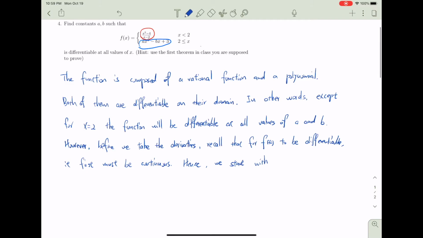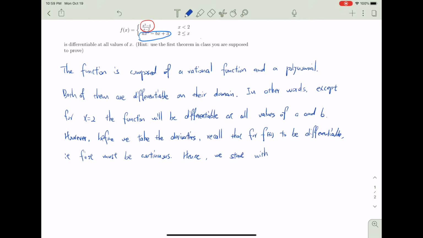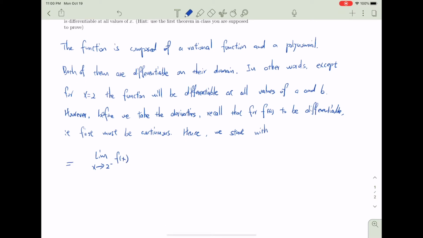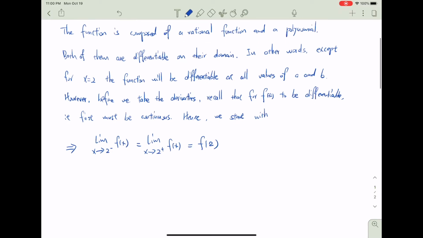We know what a function being continuous at x equal to 2 means. It means that the left limit of this function is equal to the right limit, which is also equal to the value of the function at x equal to 2. So let's write this out: the limit as x approaches 2 from the left has to be equal to the limit from the right, which has to be equal to the value of the function at this point.